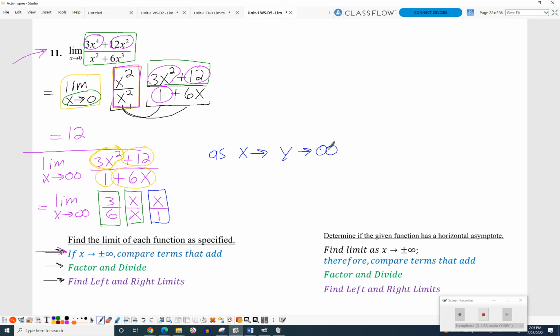Don't you need to write infinity? Say it one more time, sorry. I think you forgot to write the infinity next to the x. Oh, true. 3 for Wesley. Squish it in there. Sorry about that. Well done.